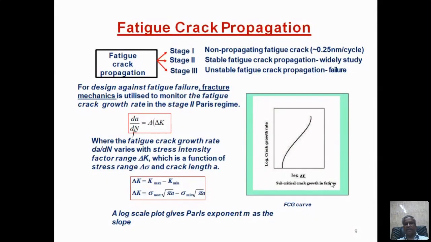So the stress intensity factor depends not only on the stress, it also depends on the length of the crack. If the crack length increases, then the stress intensity factor will increase under constant load. Even if you are maintaining the stress at 200 megapascal, the crack length is increasing from 10 microns to 20 microns, 20 microns to 30 microns. So for every crack length the stress intensity factor will increase. It is a function of stress range and crack length. We will discuss more about this.